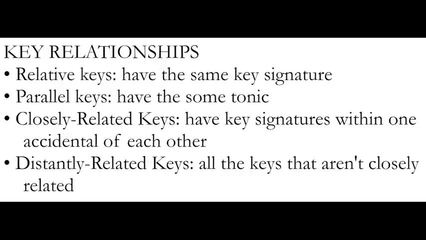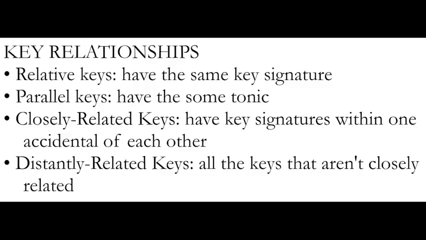Since this video is talking about changing between different keys, now is a good time to talk about key relationships, how we describe the relationships between different keys. Some of these are very old to you, but some are new. We remember relative keys from early on learning key signatures. Relative keys have the same key signature. B flat major and G minor both have the key signature of two flats. They're relative keys. E minor and G major both have the key signature of one sharp. They are relative keys. Parallel keys have the same tonic.